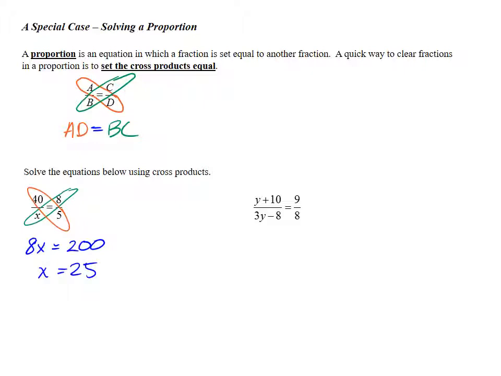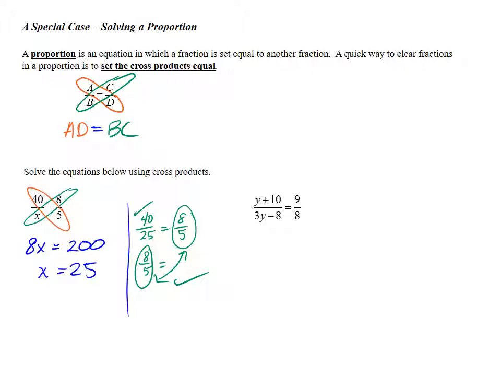We could check that the same way we've checked the other equations. Just go back to the original equation, put the 25 in, and simplify both sides. In this proportion, 8 over 5 was already simplified. On the left-hand side, 40 and 25 both have a 5 in common. You take the 5 out of 40 and you get 8, 5 out of 25 and you get 5. So as you can see, that simplifies very nicely. You get the same thing on both sides. So the solution is 25.